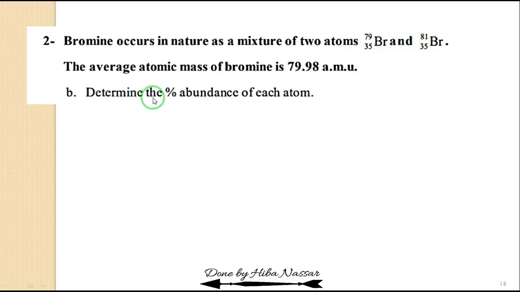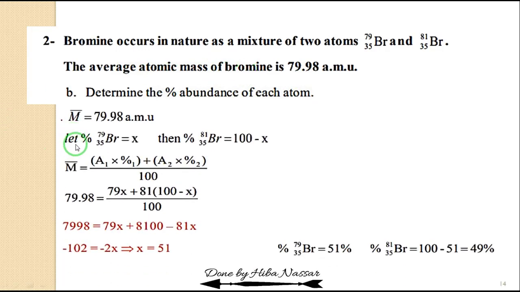Now part B, determine the percentage abundance of each atom. Here you have the average atomic mass for bromine, and here we can say that let the percentage abundance for the first isotope equal X and the percentage abundance for the second isotope equal 100 minus X. So we can say that the average atomic mass is equal to the mass number A1, which is 79, times X, which is the relative abundance for the first isotope Br79, plus the mass number of the second one, 81, times the percentage relative abundance, which is equal to 100 minus X over 100.